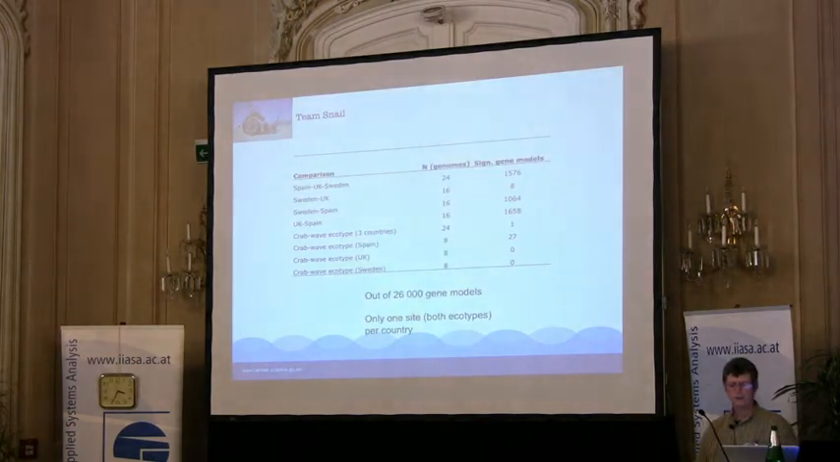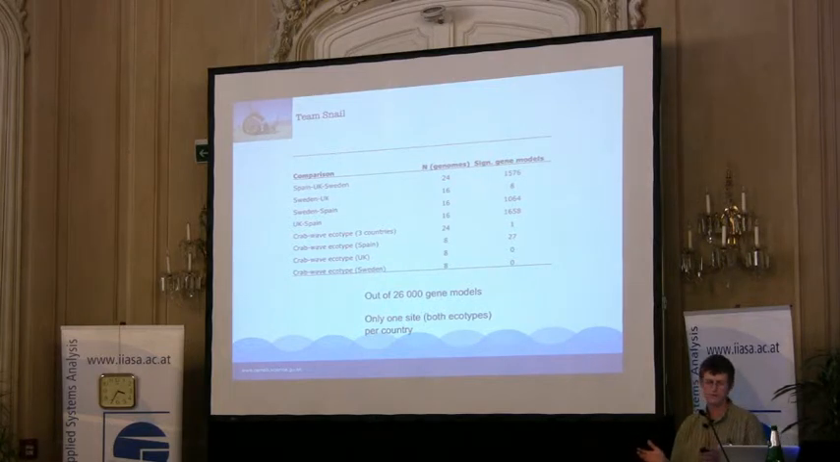However, if we look at the separation again, of these 26,000 gene models, we have about 1,500 that separate out the 3 countries, as was shown in the picture before. Quite few of these actually separate Sweden and UK, only 8 of them. But there is much larger separation between Spain and the other countries. If we go to the crab wave ecotype separation, there is very little to be found. Only 1 gene model out of 26,000 indicated a separation between the ecotypes.